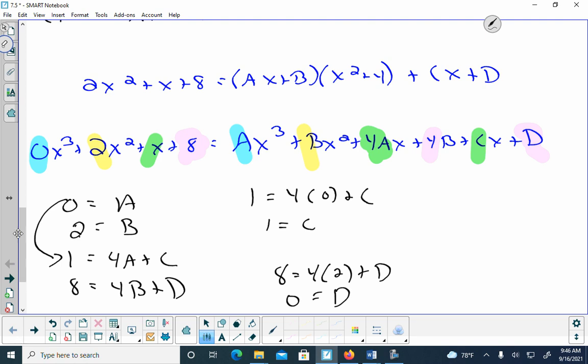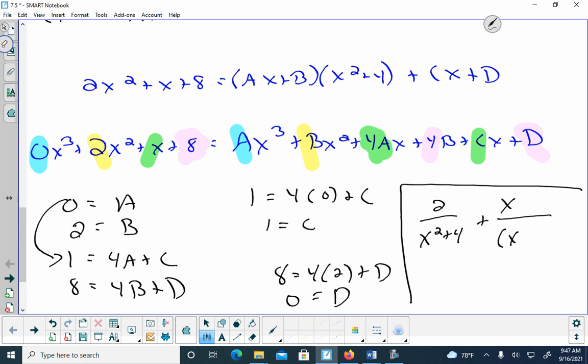Putting back into the equation, my a is 0, so I don't have an x because it would be 0x. So I'm not going to write that. Everyone good? And then my b is 2, so I'm going to have 2 over x squared plus 4 plus c is my coefficient of x, so I'm going to have 1x. I don't have a d. I could write plus 0 if I want, but I'm not going to. Over x squared plus 4 squared. And that is my final answer.